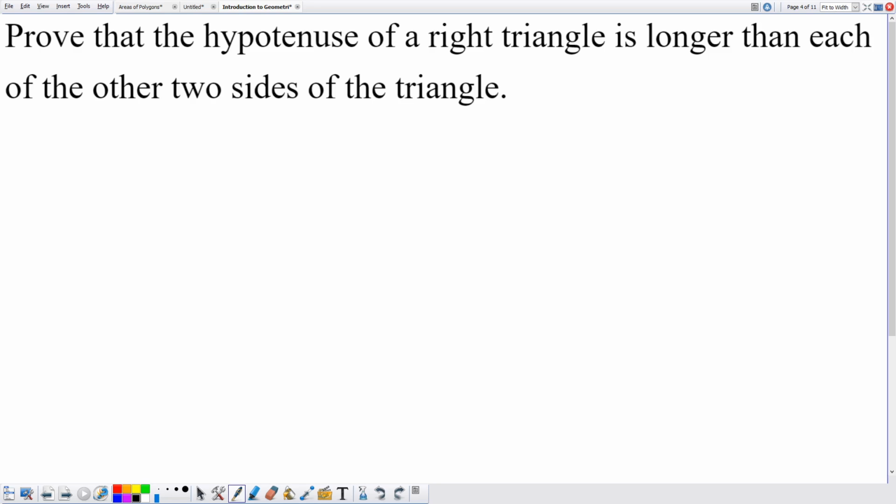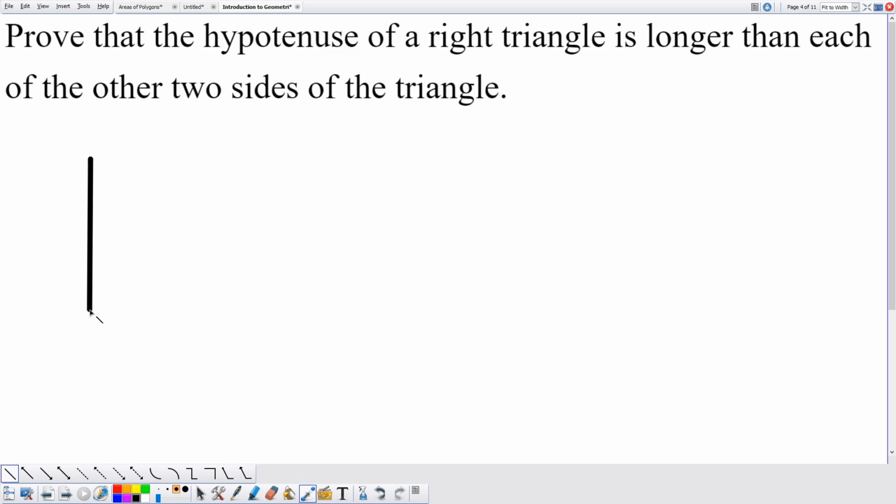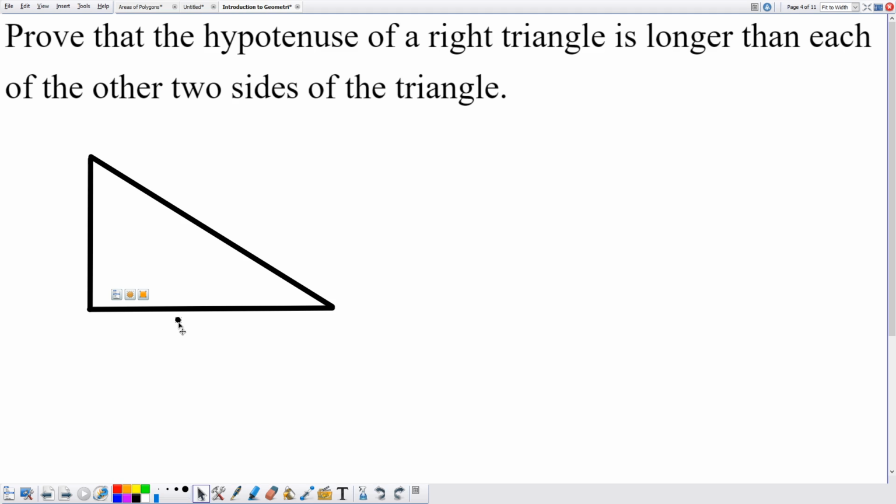Hello again. So, now we are going to start with arguably the easiest of the inequalities to prove. We want to prove that the hypotenuse of a right triangle is longer than each of the two sides of that triangle. So, let's draw a right triangle, just like this, and label our right angle, and we're going to call the triangle A, B, C.